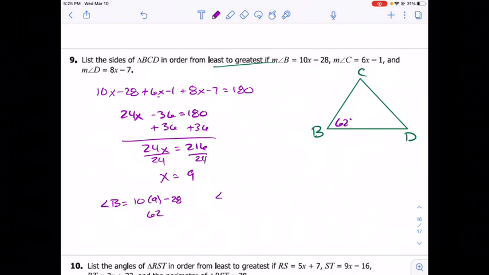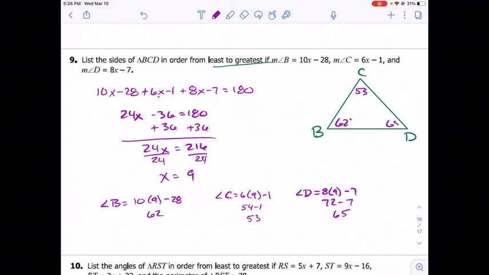Next one here, I'm going to get angle C, which is going to be 6 times 9 minus 1. 6 times 9 is going to give us 54, minus 1 is going to give us 53. So C is 53. And then you could always add these up and subtract from 180, or just calculate the last value given the equation for D. So angle D is equal to 8 times 9 minus 7. We know 8 times 9 is 72, minus 7 gives us 65.